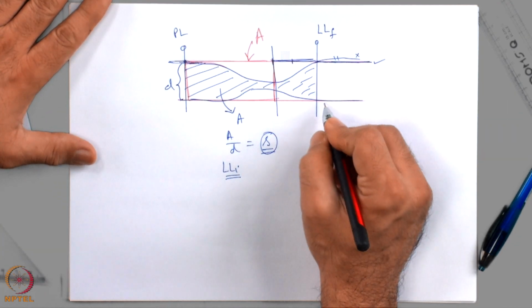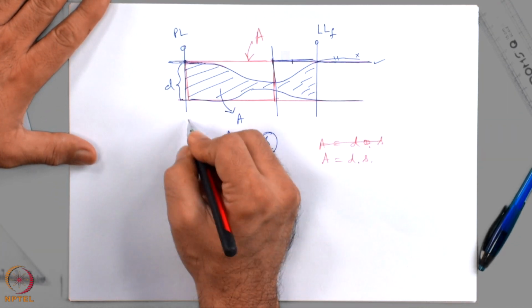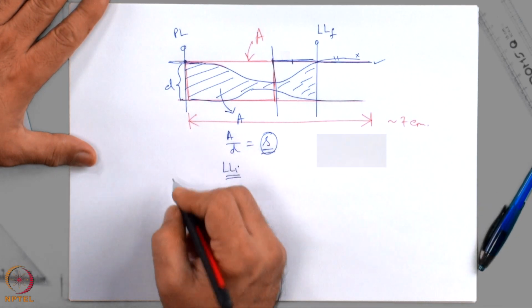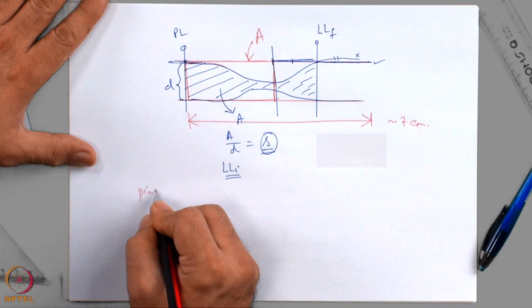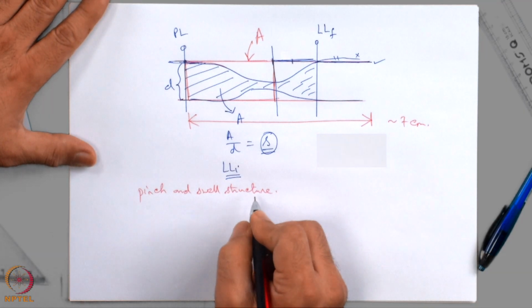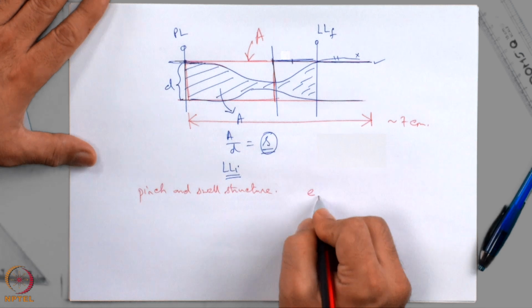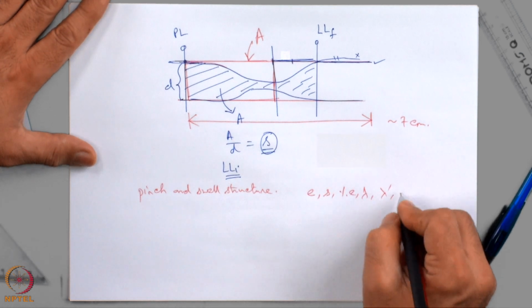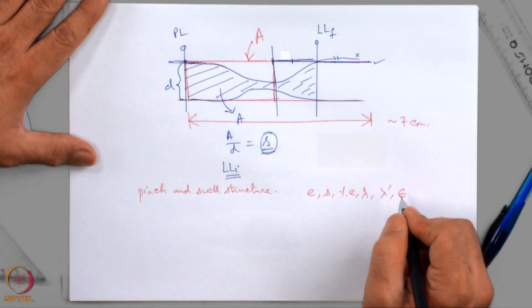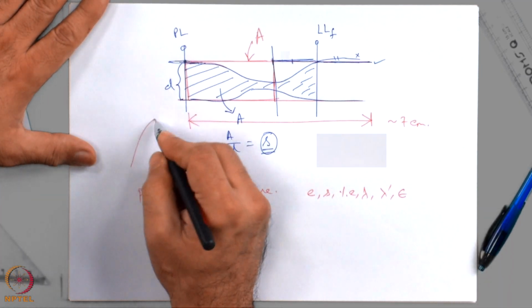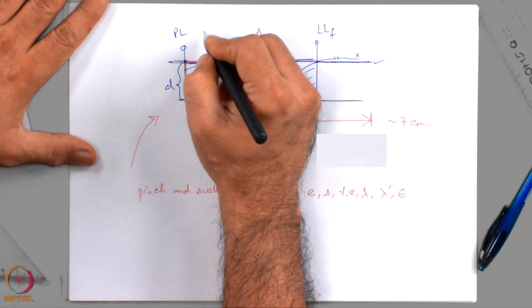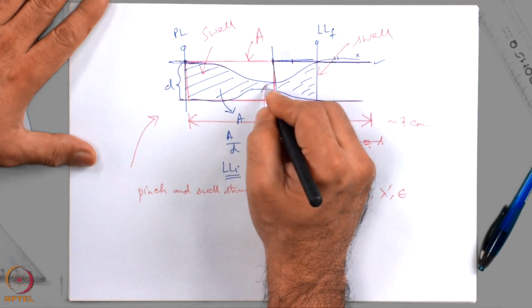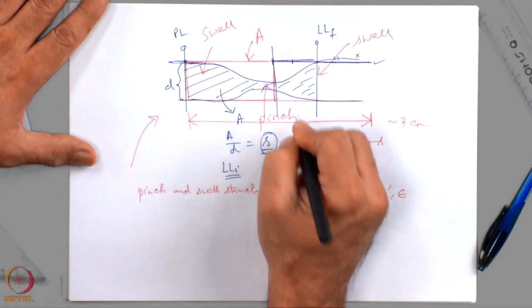What I talked about in terms of an asymmetric basin, think of a much smaller scale. Say this length is around 7 centimeter and we are dealing with a pinch and swell structure, and there we do not do the cross section balancing. Suppose we want to find out the strain parameters E, S, percentage E, lambda, lambda dash and epsilon, then we can do the same process. By the way, this portion is the swell and this is another portion of swell, and this is the portion we can call the pinch.